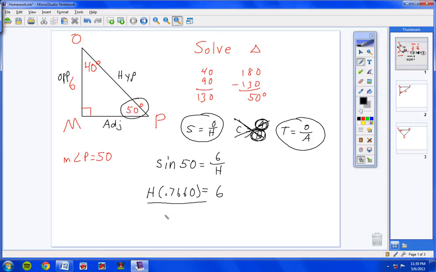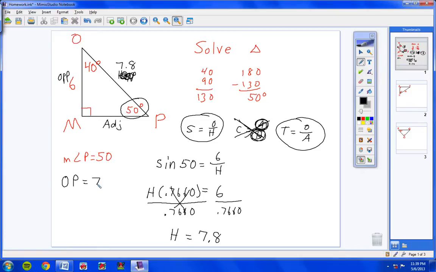Now, the h and this parentheses are multiplying, and the opposite of multiply is divide. So I'm going to divide this side by 0.7660. I'm going to divide this side by 0.7660. These cancel out, leaving you with h, your hypotenuse. And now with your calculator, you want to type in 6 divided by 0.7660, and you will get 7.8. So I'm going to go up here and cross off the word hypotenuse. I'm going to write 7.8. And of course that's side OP or segment OP.